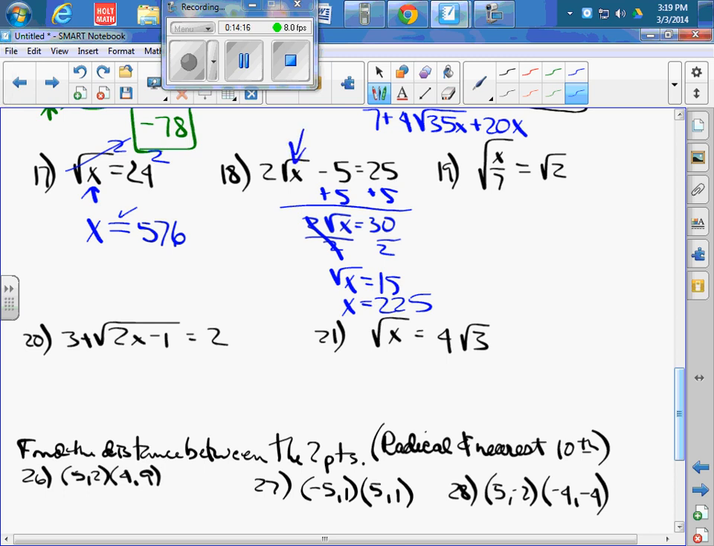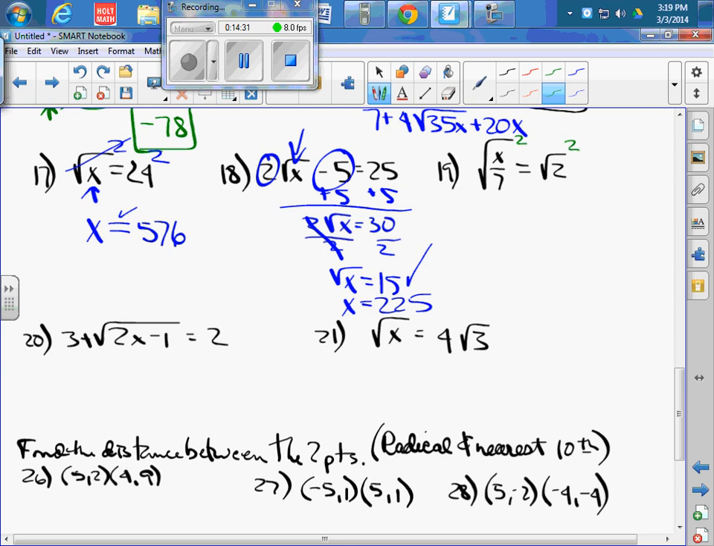Put your 225 in there. Square root of that is 15. 2 times 15 is 30. 30 minus 5 is 25. It checks out. When you have a radical on both sides of the equation, immediately go to squaring both sides.